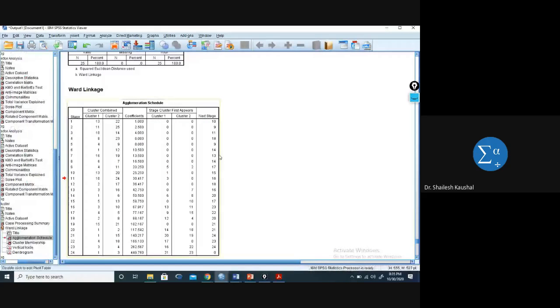Next is who will come into the cluster. What is the meaning of cluster 1 and cluster 2 being 0? It means we did not include anyone before this. First time we are combining the people. Next stage we will see here 10. You can see here 10. So what is 10? 10 is this, 13 and 22.